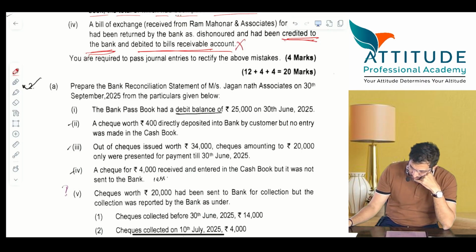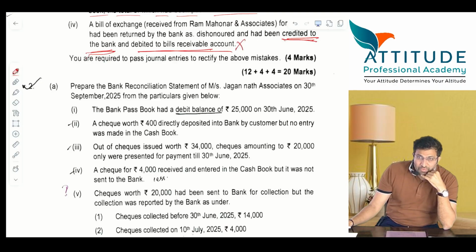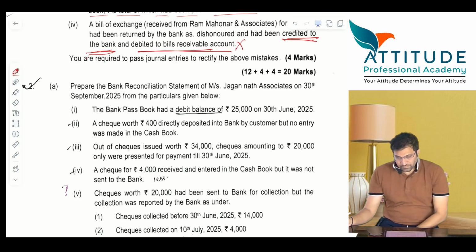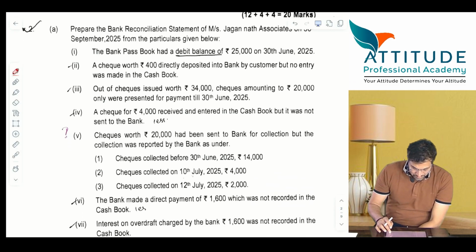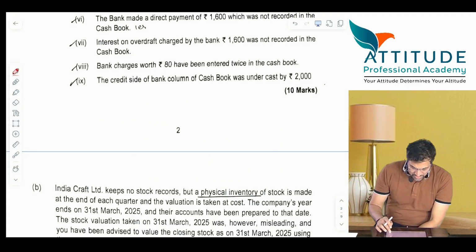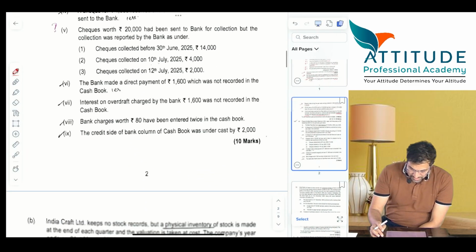Shall we go ahead? Okay. All of you got it? Oh, bank reconciliation, 10 marks. Shall we proceed?